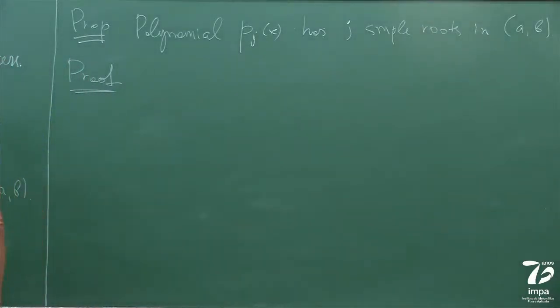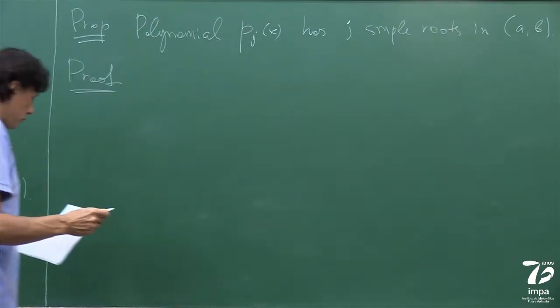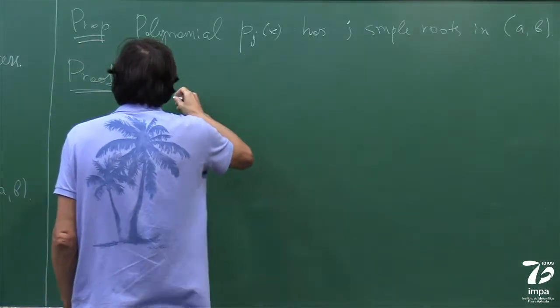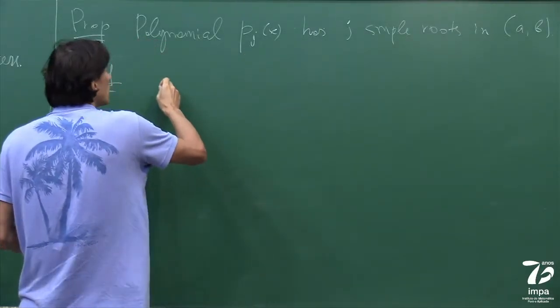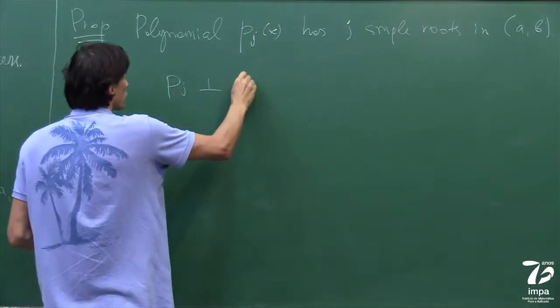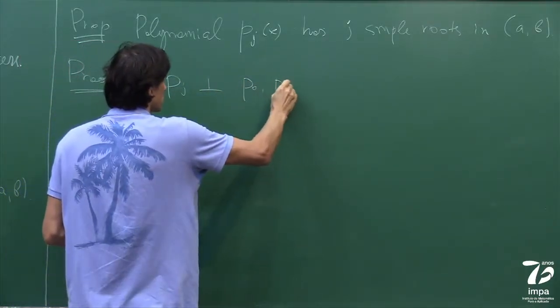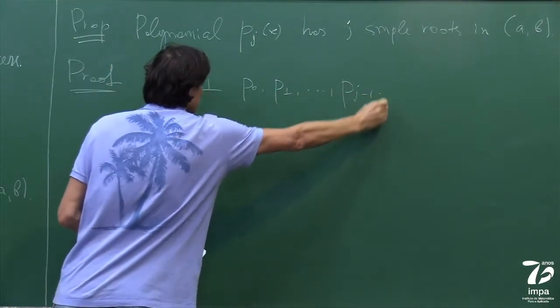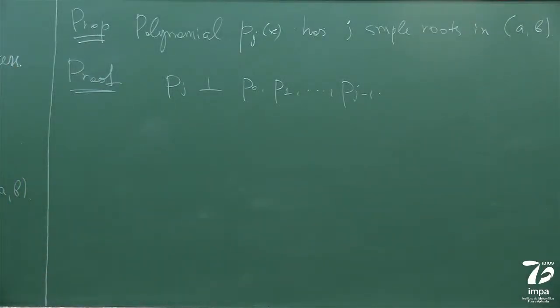The proof is rather elementary. So what do we do? Let's just take this polynomial. What do we know? We know that Pj is orthogonal to all previous ones, right? It's by construction. So Pj is orthogonal, which means that the scalar product is 0.